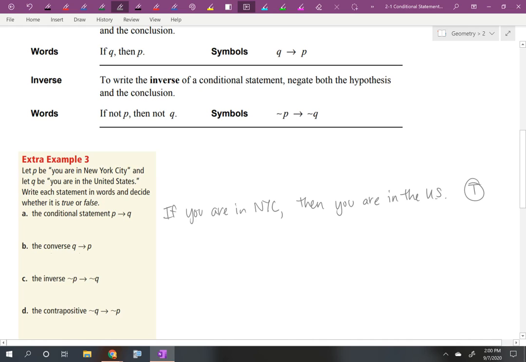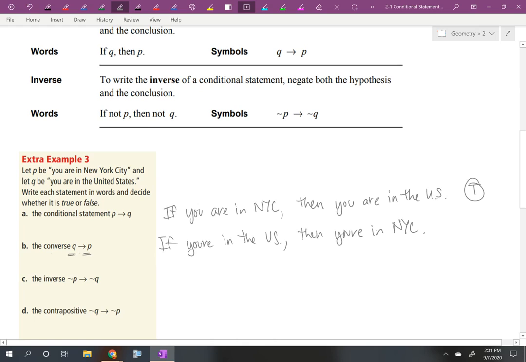What about the converse, though? The converse is if Q, then P, or Q implies P. So if you're in the US, then you're in New York City. All right, what is that? Well, is that true or false?